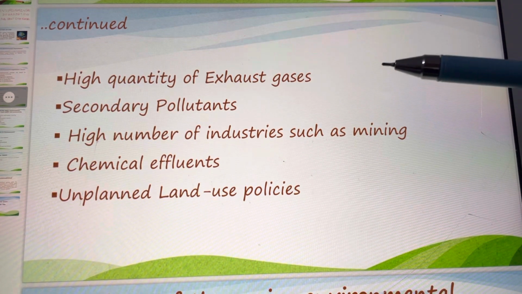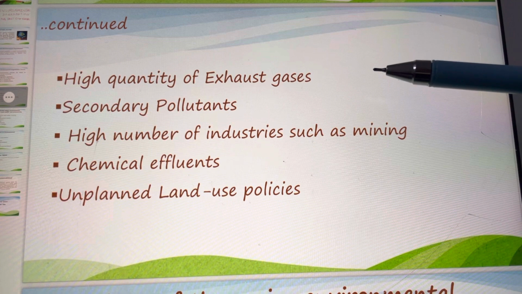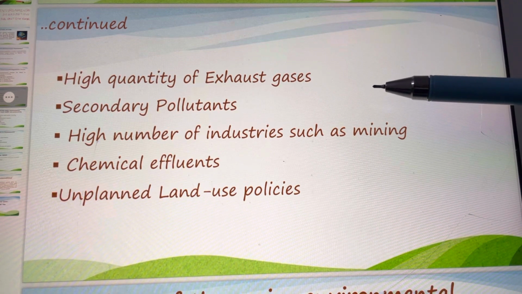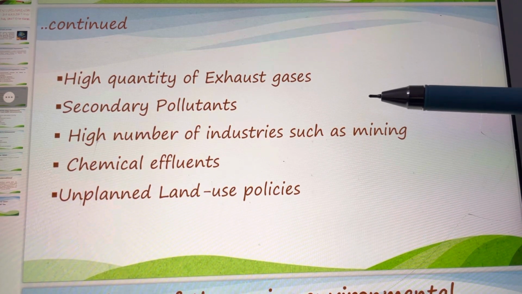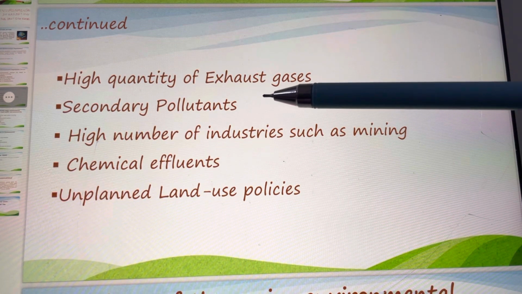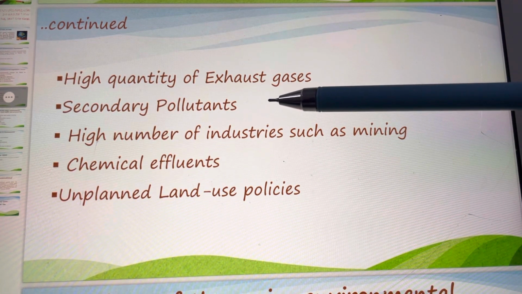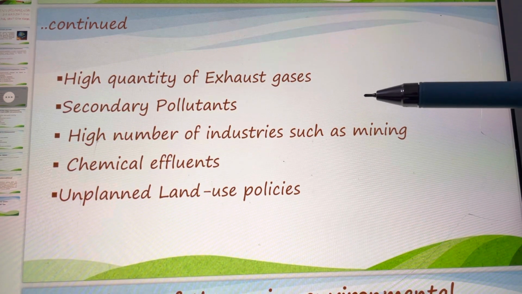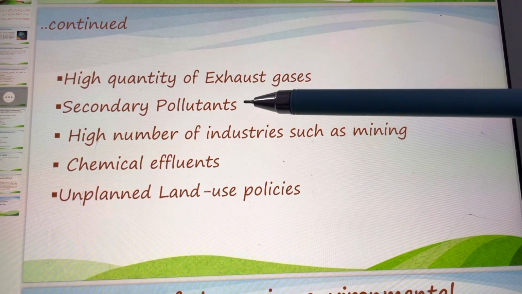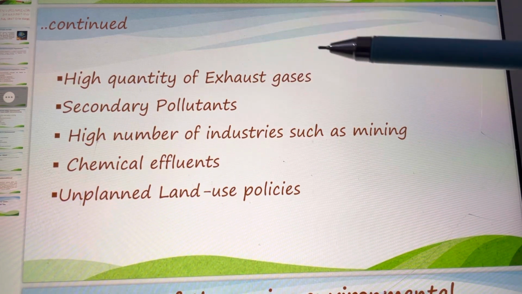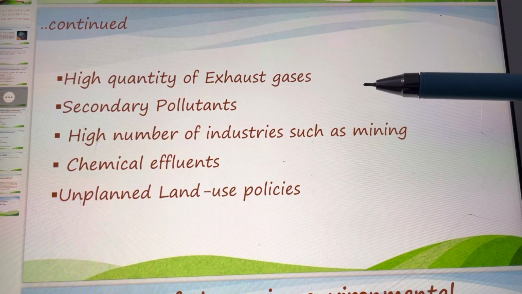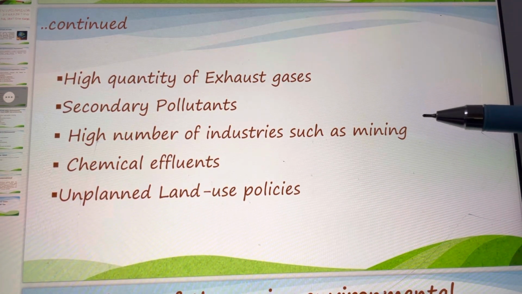Secondary pollutants. If you look at the example of the kitchen, sometimes women use wood, lakdi, for cooking food because they don't have such facilities. That is not natural but secondary pollutant activity, and it also creates some environmental degradation. Even in the agriculture sector, pesticides and chemical fertilizers add to environmental degradation in the country.